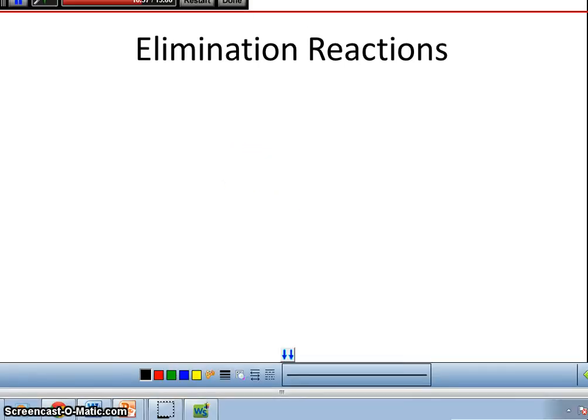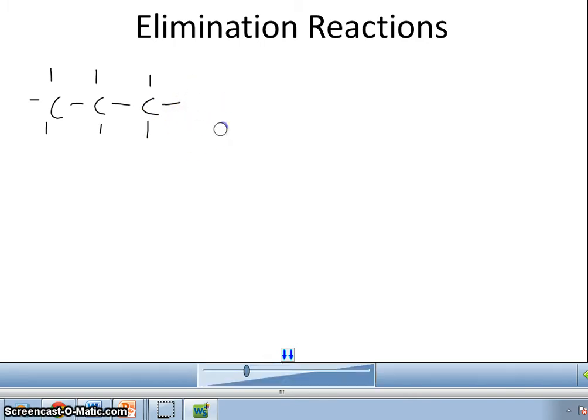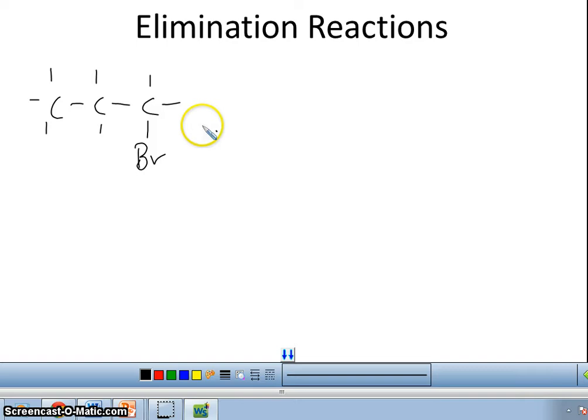Elimination reactions. Alright, this is some fun stuff. Elimination reactions are the opposite of addition. So with addition we add stuff on, with elimination we eliminate stuff. Let's start with 3 carbons, and there's my bromo on there. And there's a hydrogen on that one. There are hydrogens all around, but I'll just draw that one in just to make sure.